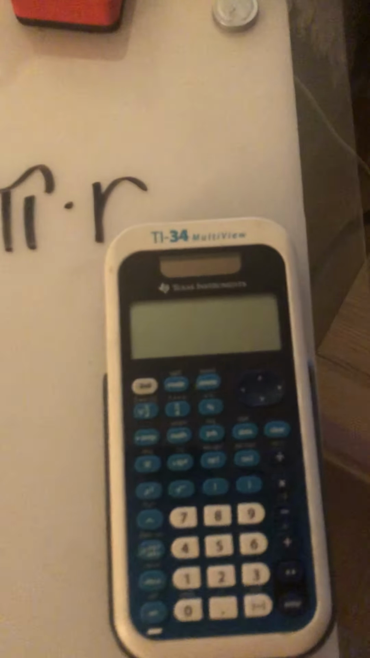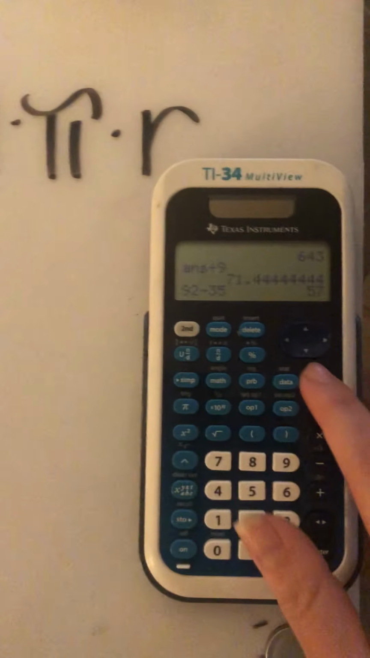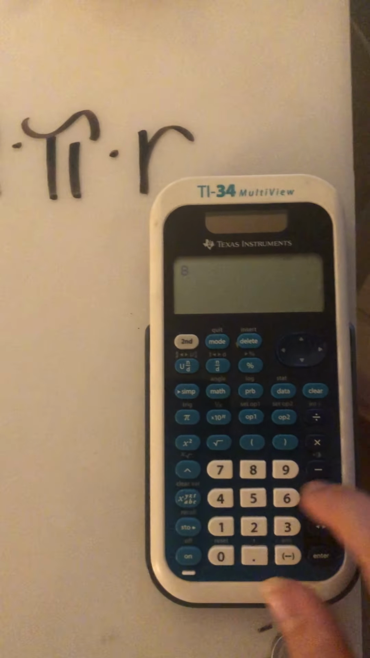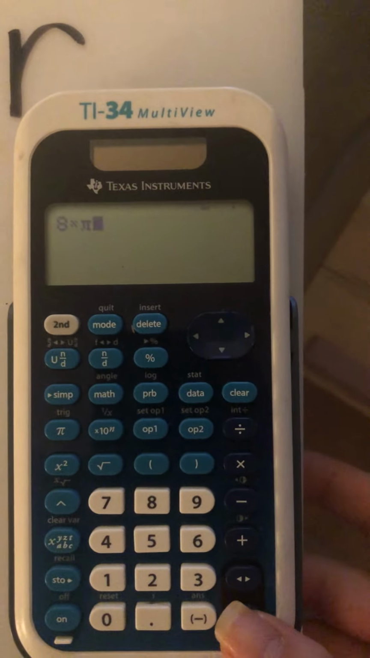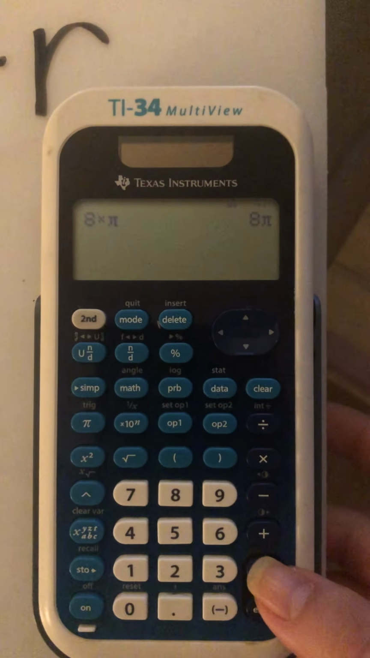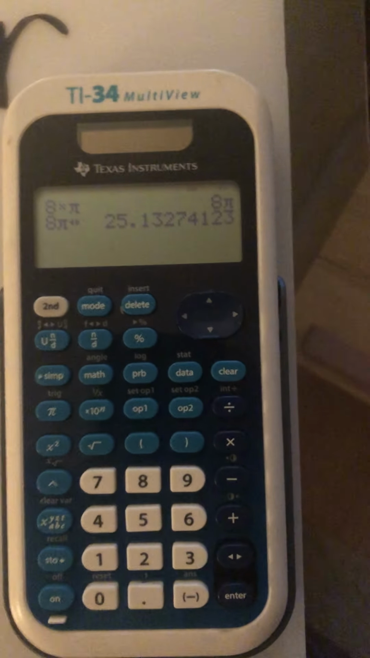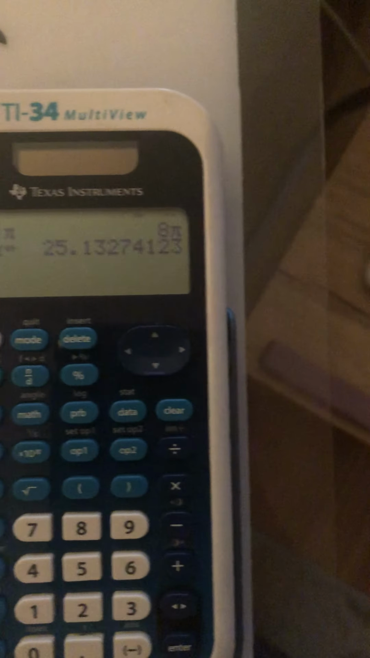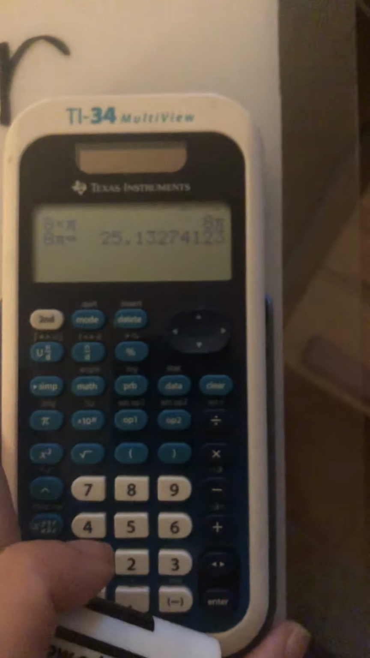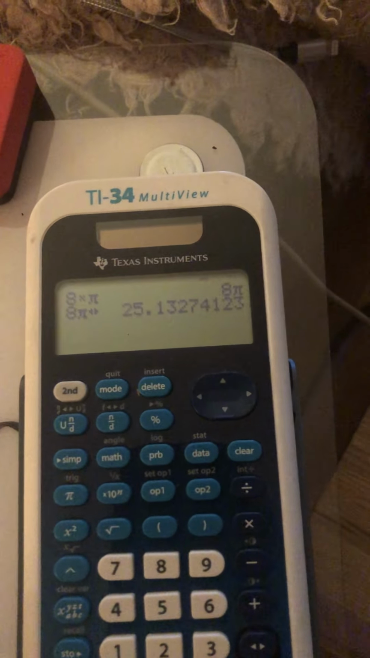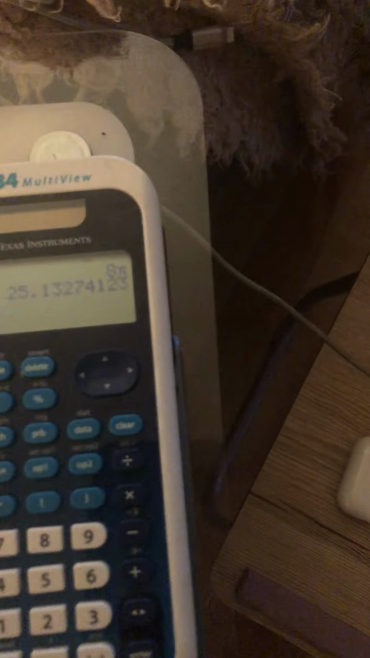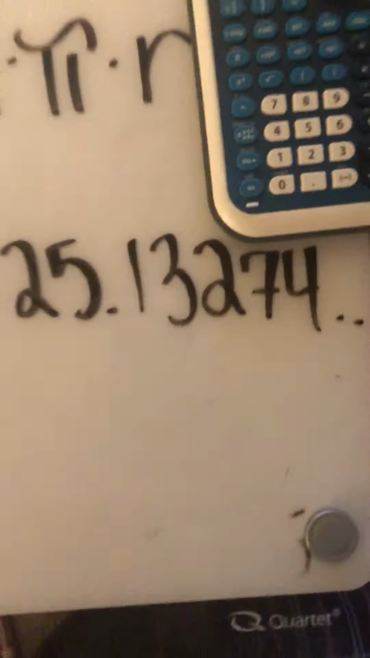So in my calculator, I'm going to put 8 times pi. And you would do the same on the website that I sent out. Press enter, and we would get this irrational number of 25.13274... Like it goes on forever, right?